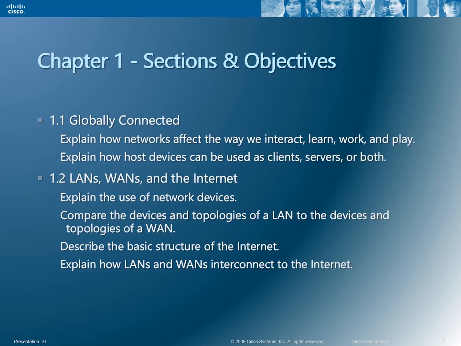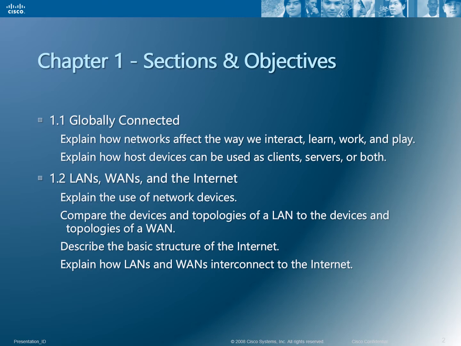Chapter 1 starts out with talking about the global connection that networks provide us. We're going to talk about how we interact, learn, work, and play, how host devices can be used as clients, servers, or both, and what those terms mean. LANs, WANs, and the internet is where we get into how network devices are used and what categories those devices may fall into. We'll talk about the devices and topologies of a LAN, or local area network, in comparison to the devices and topologies of a WAN, or wide area network, and there will be a couple of other network types we discuss later in the semester.